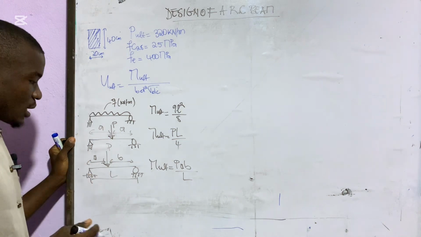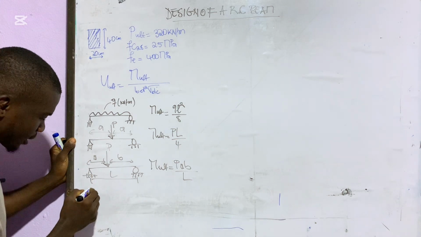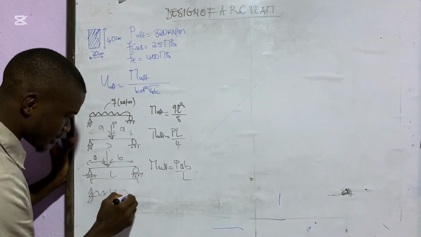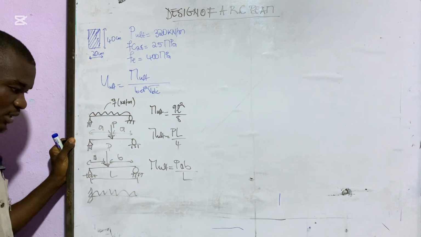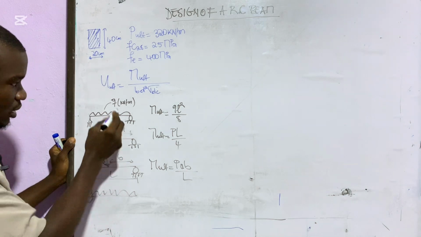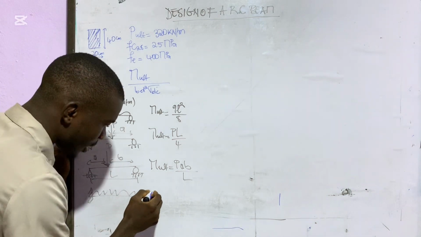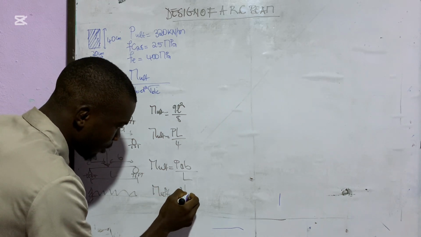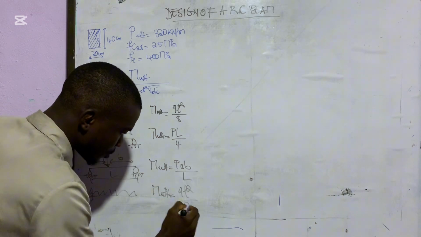Okay, so apart from it, you have the case of a cantilever beam with a uniformly distributed load. For example, this is the representation of our uniformly distributed load. You have the M ultimate here given as Q L square all over 2.